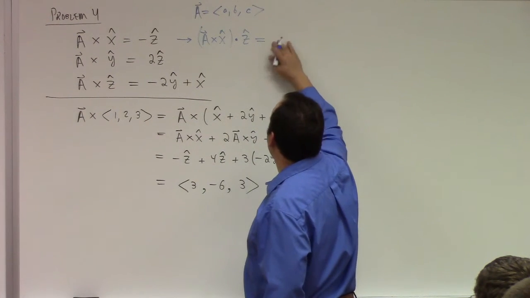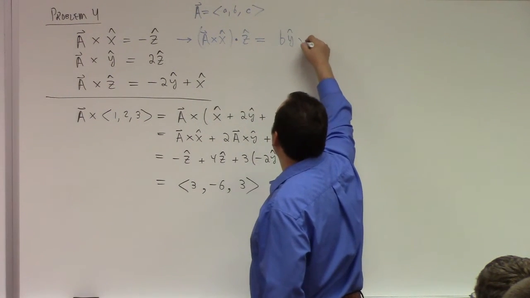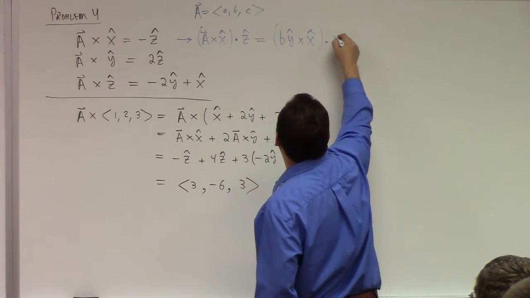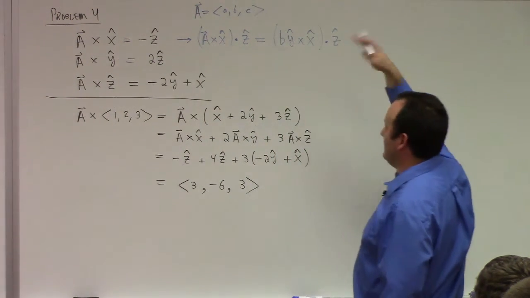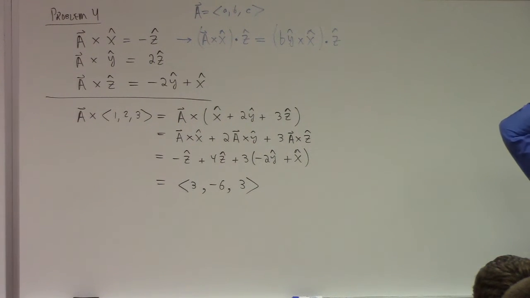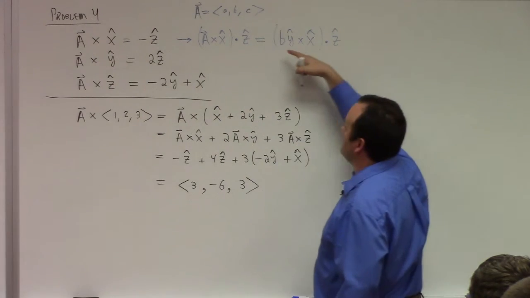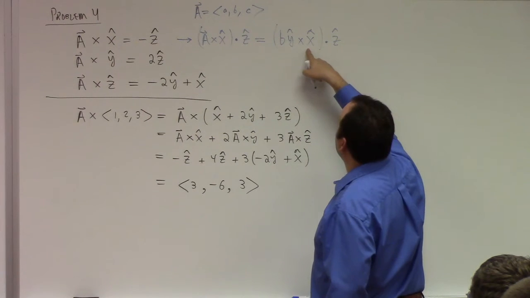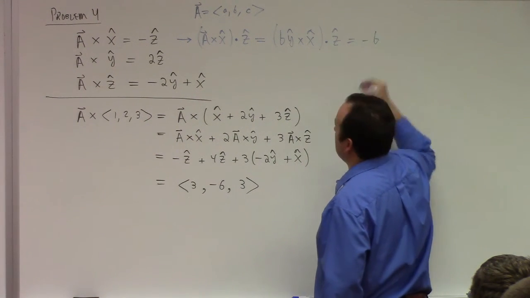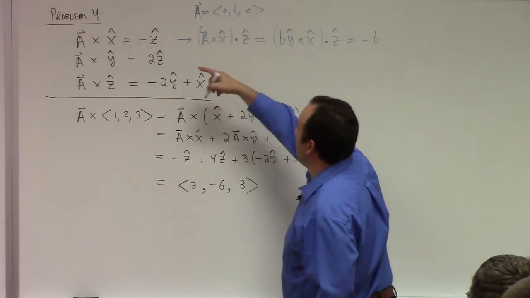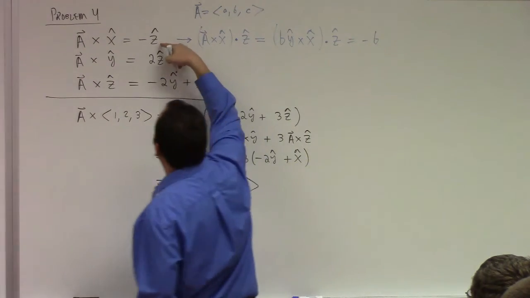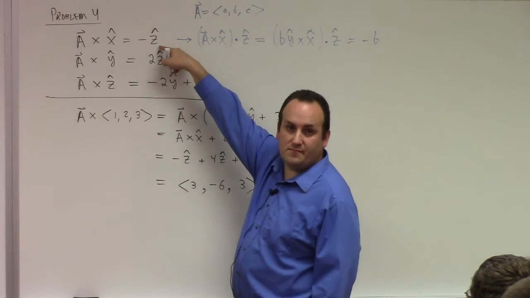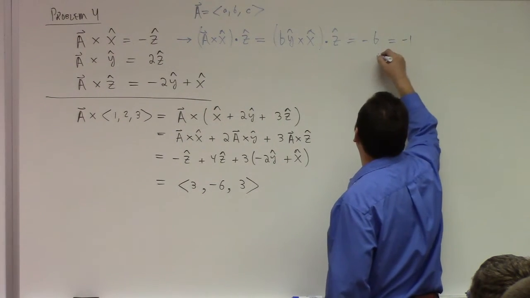Well, fine. I could say this is B y hat cross x hat dotted with z. The other terms I'm dropping are negligible, right? Because you've got terms that either dot product with z to 0. Everything else dot products with z to 0, right? Or it's just 0 because the cross product with x hat doesn't have an a term in it. So that's minus z, so I get minus b. And it's also equal to what? Take the dot product of this with z hat gives you what? So this is equal to minus 1, so therefore b is equal to 1.